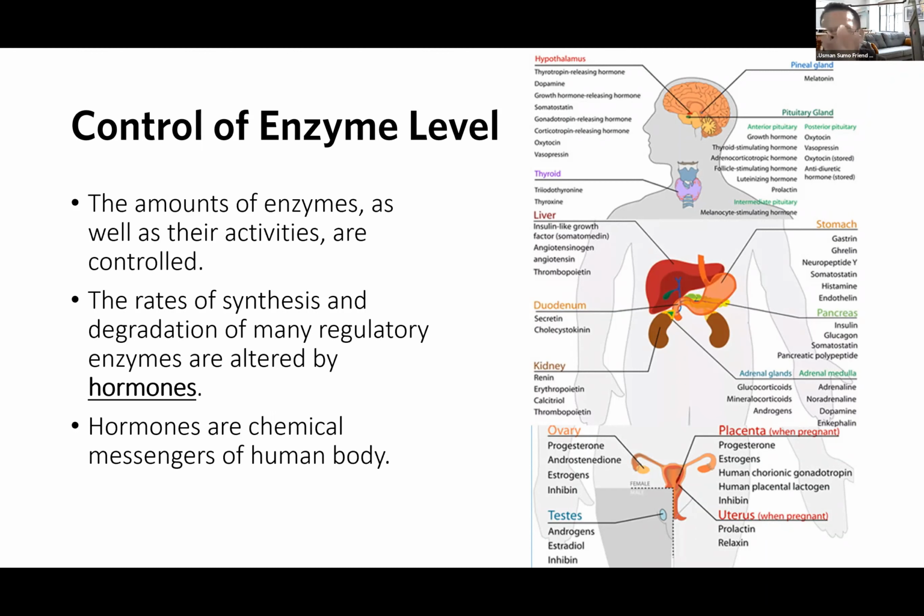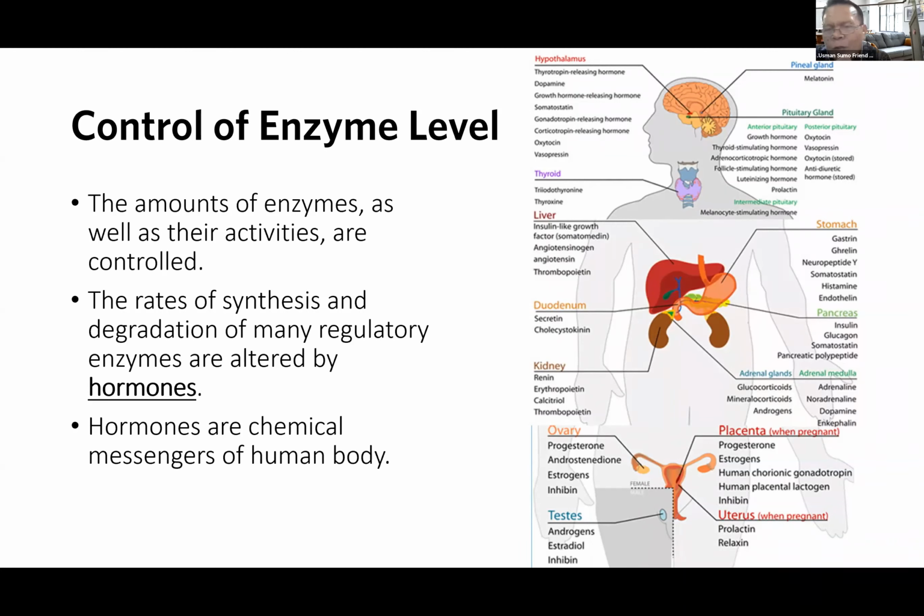Let's see this human body. From the brain, we have several organs down to the stomach. Every organ, every gland will produce hormones, and these hormones will be used by several methods, using their hormone activity to control the enzyme level.